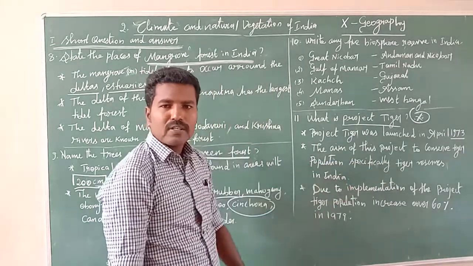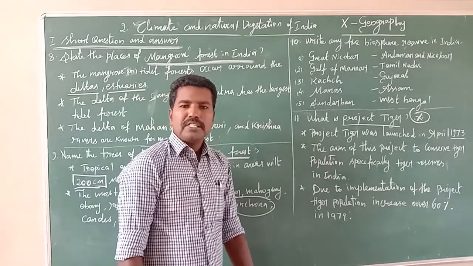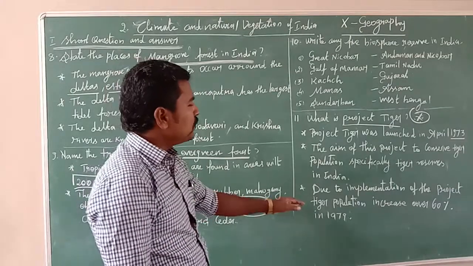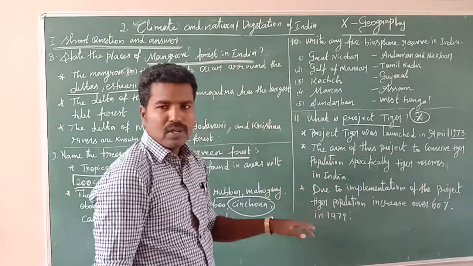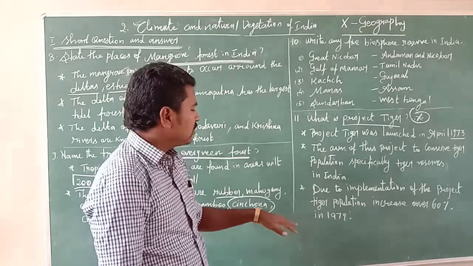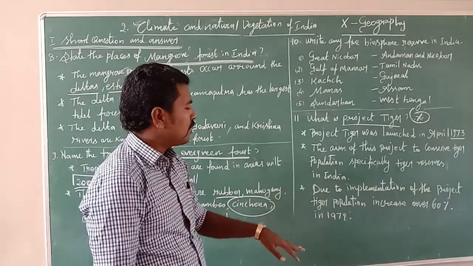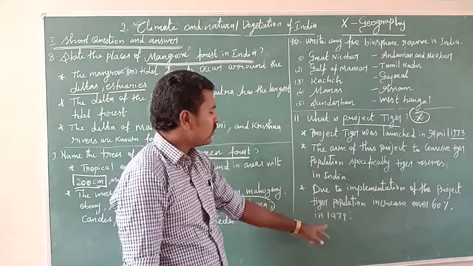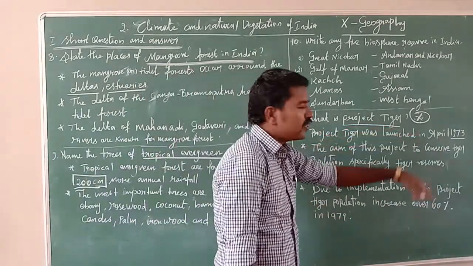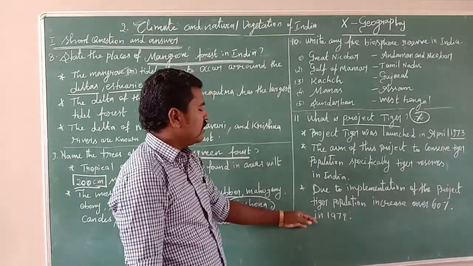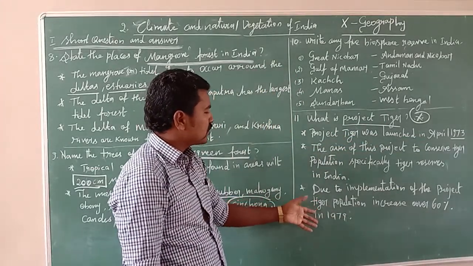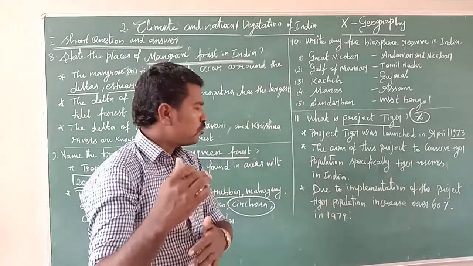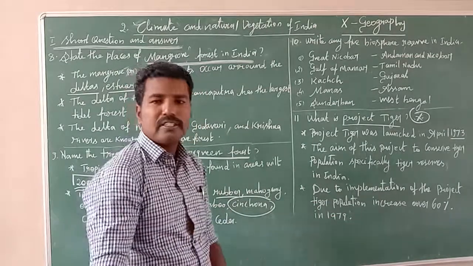Many tiger reserves were already established by the government of India, especially Gir forest and the Sundarban forest. After the implementation of the project, the result is that the tiger population increased. The project was implemented in 1973. After 6 years, what is the result of this project? The tiger population rose by more than 60% in 1979.